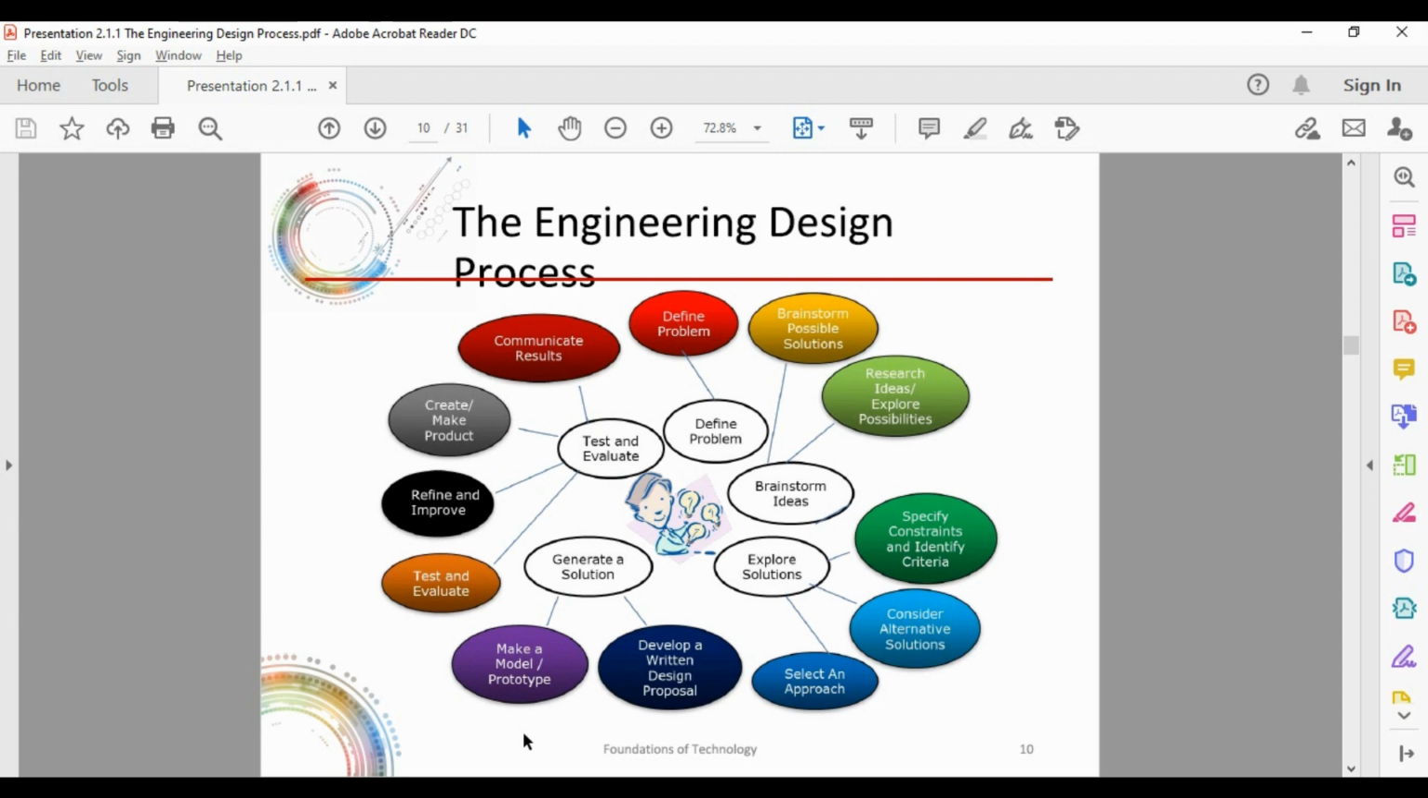Make a model or a prototype. In some of our projects so far, we haven't done anything like that. But in a major construction, you're going to see these kinds of things. Test and evaluate, refine and improve. You test it, you see what works, what doesn't. You refine it to try and get more stuff that works and less stuff that doesn't. And then finally, you get into that create or make the product. Again, most of the time, which is going to be very tangible.